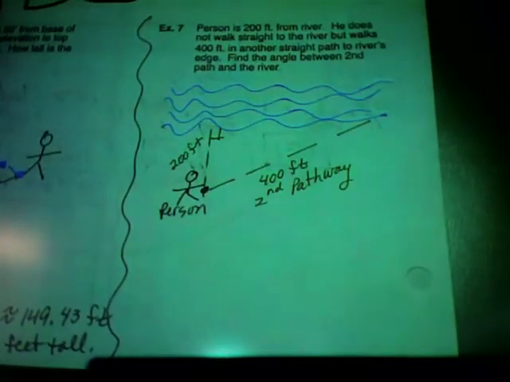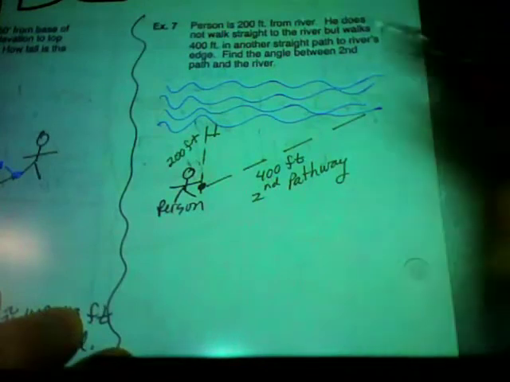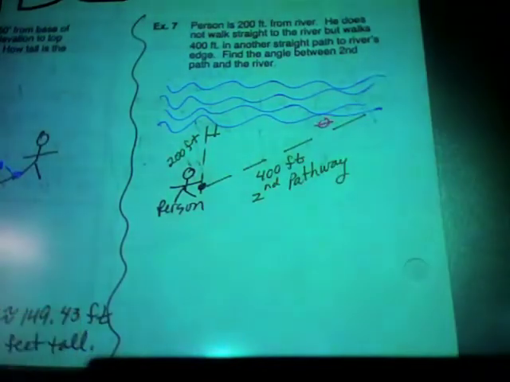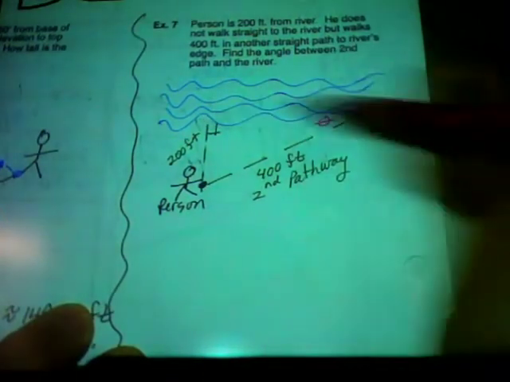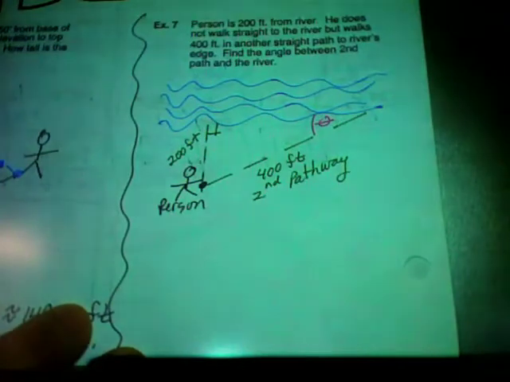All right. So it says find the angle, and this is important because you have to figure out which angle they're talking about. Find the angle between the second path and the river. So here's the second path, and here's the river. What angle are they talking about? This one right there, right? Because they said the second path and the river, right? So this is my point of reference. That's my angle of reference.